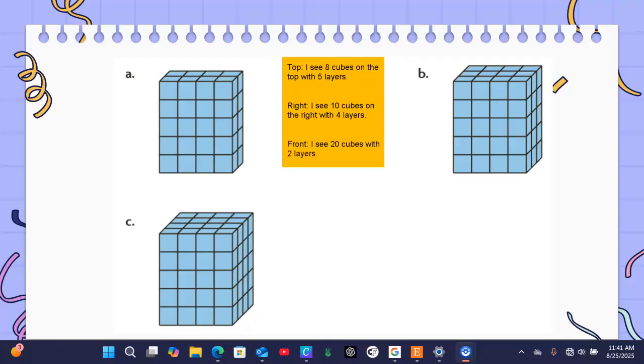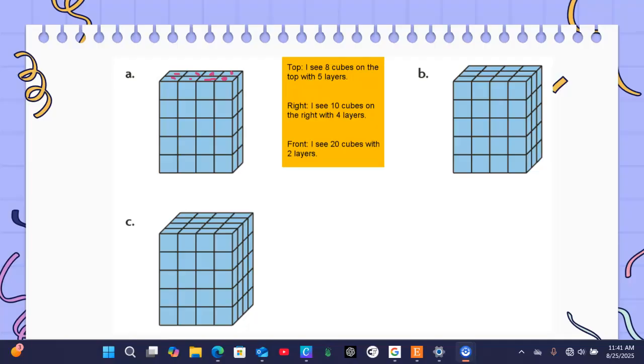Now we have to determine the expression that we will write for all of these to determine our volume. All right, so let's again start with our top. Let me get our pencil here. We have pink for our first one. Let's see where we find 8 cubes. We have 1, 2, 3, 4, 5, 6, 7, 8. And then we said 5 layers.